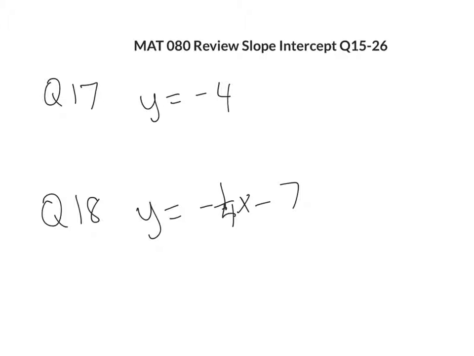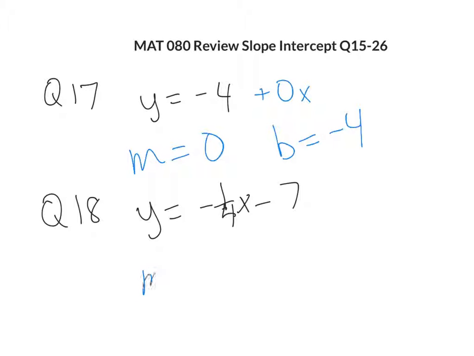For question number 17, you'll notice that there's no x in here at all. That means that our slope is 0, because technically I could write in a plus 0x here, and we would see that our slope is 0. The y-intercept is going to be the number that was actually there, which is negative 4. It's actually an example of a horizontal line if we were to graph it.